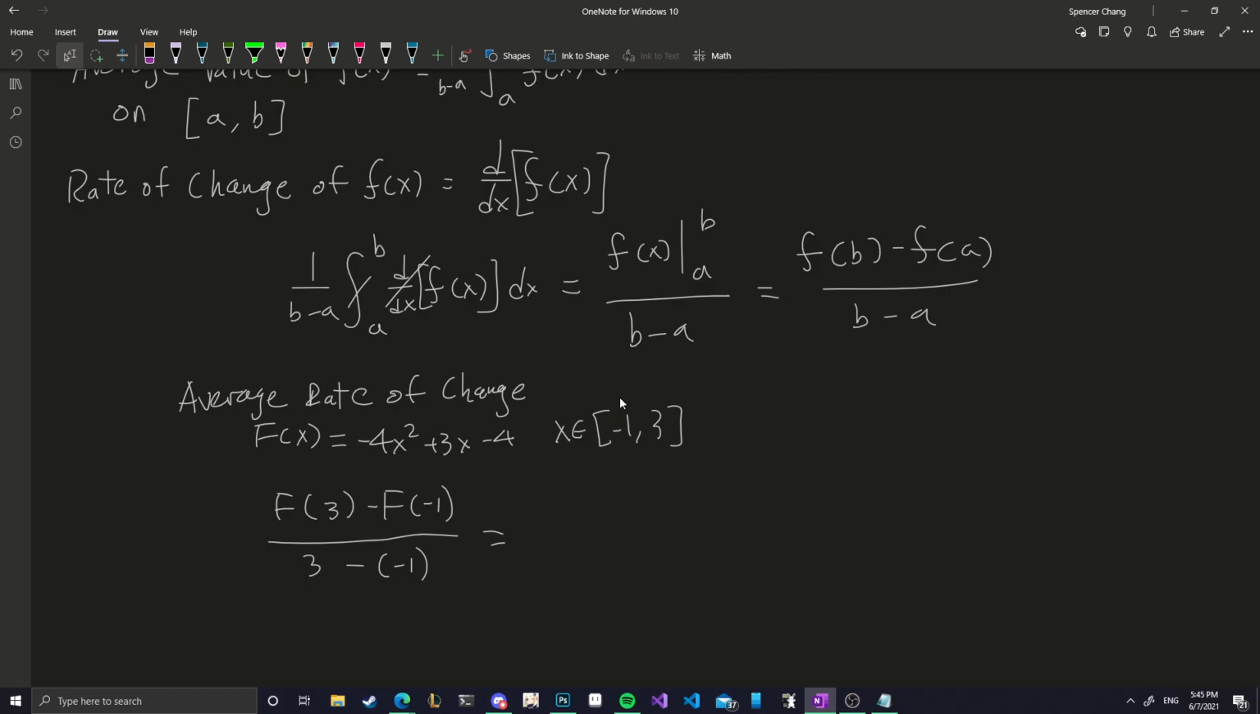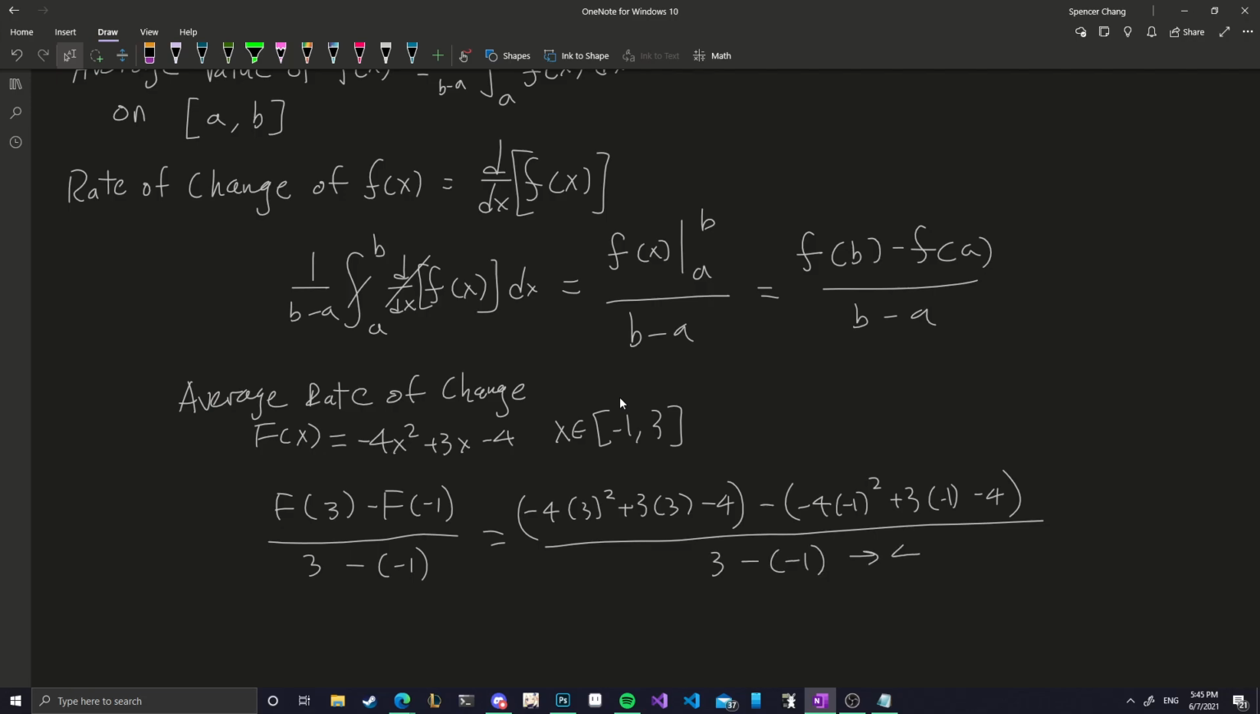So once we plug in 3 for the function here, we get negative 4 times 3 squared plus 3 times 3 minus 4, all subtracted by negative 4 times negative 1 squared plus 3 times negative 1 minus 4, all over 3 minus negative 1, and this is just equal to 4.